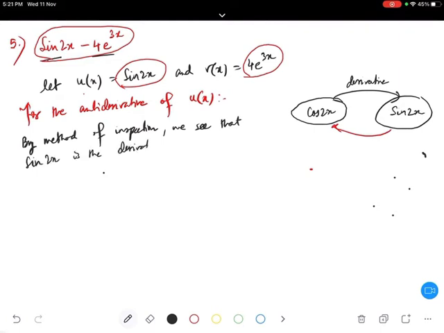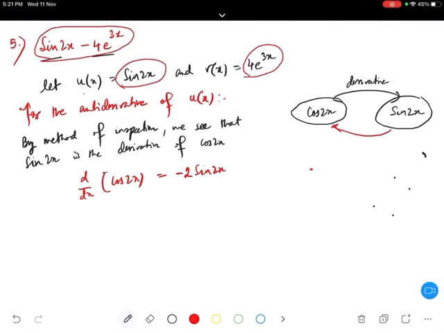Sin 2x is the derivative of cos 2x. So now I will differentiate cos 2x. d dx of cos 2x is equal to, now we will do it directly. Differentiation of cos 2x is what? Minus sin 2x, and then differentiation of 2x is what? 2. So differentiation of cos 2x is minus 2 sin 2x.